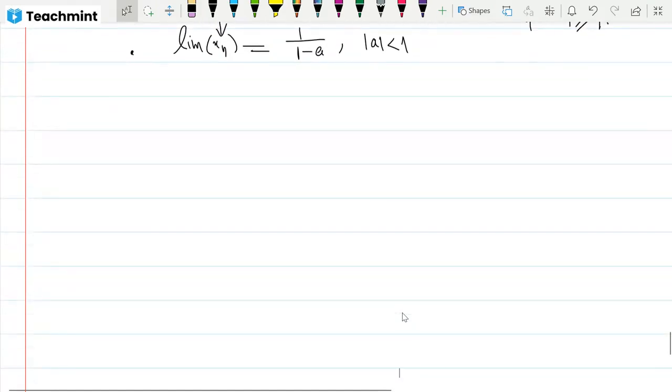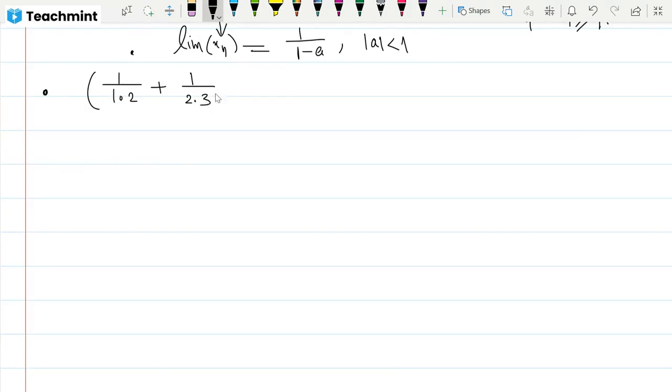Easy one. Next example, see, sir, the simplest example. But this has been asked many times. So we are going to discuss convergence of this sequence: 1 by 1 into 2 plus 1 by 2 into 3 plus 1 by 3 into 4 plus so on plus 1 by n into n plus 1.